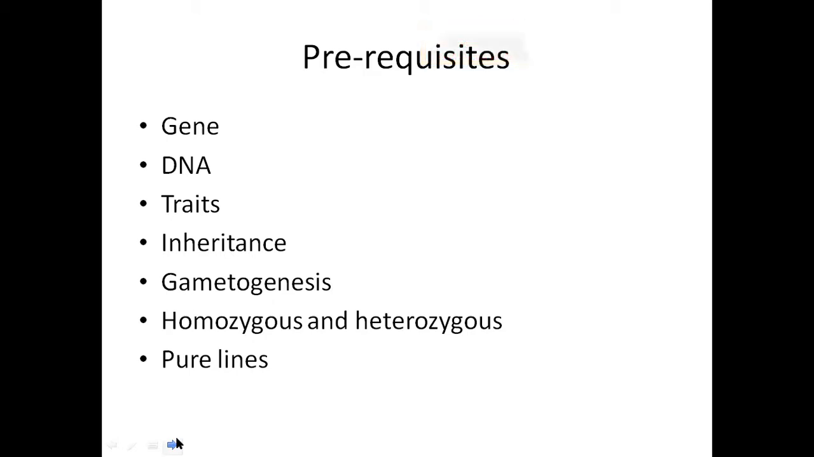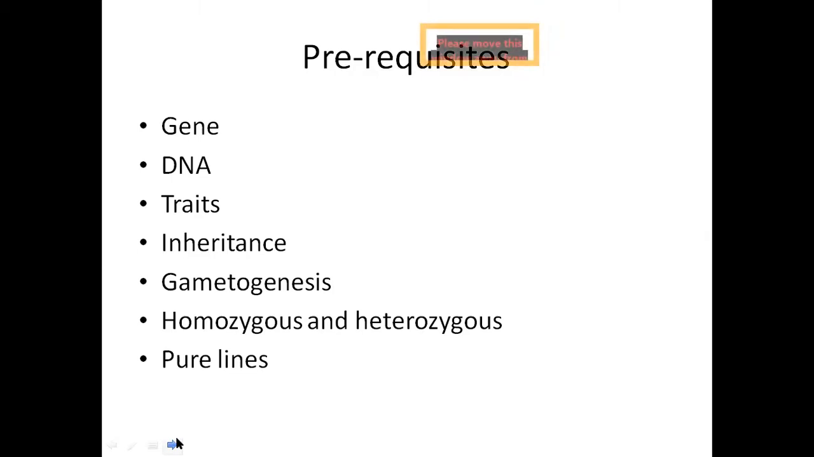Inheritance is the transfer of characters from the previous generation to the present generation. Gametogenesis is the formation of the gametes. Homozygous and heterozygous: we know well that in homozygous the trait has the same type of alleles. For example, for the tall character, if capital T is mentioned, it is called homozygous, and if it is small t, again it is homozygous. And if the dominant and recessive alleles, capital T and small t, are present together, that is known as the heterozygous situation.